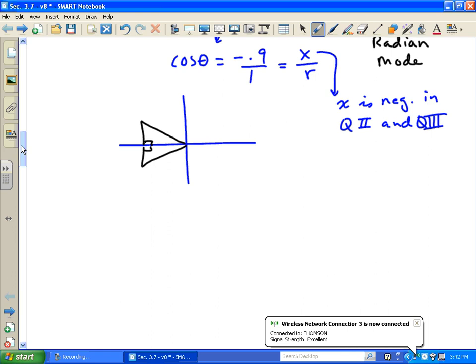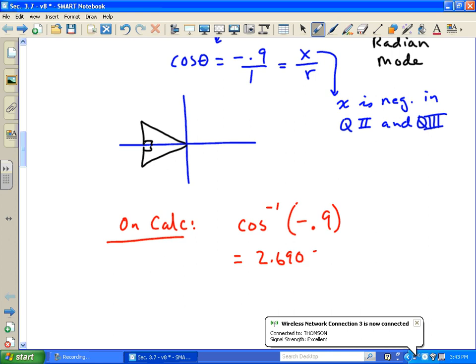From here, go to the calculator, and on the calculator, we want to use the inverse function for the function that they've given us. So we want to use inverse cosine. We take the inverse cosine of the value they've given us, which is negative 0.9. Okay, type this in your calculator. In this case, you're going to get 2.6905658842.